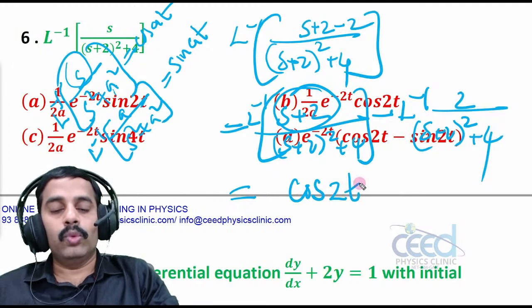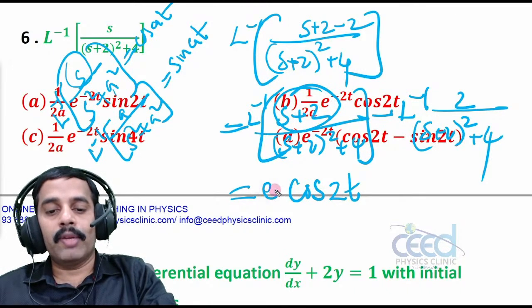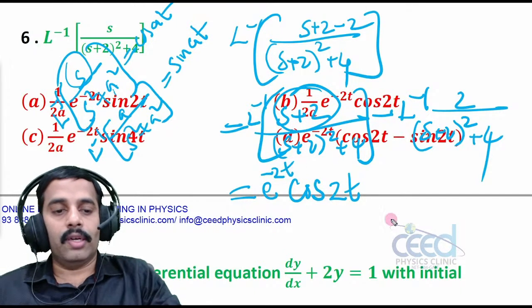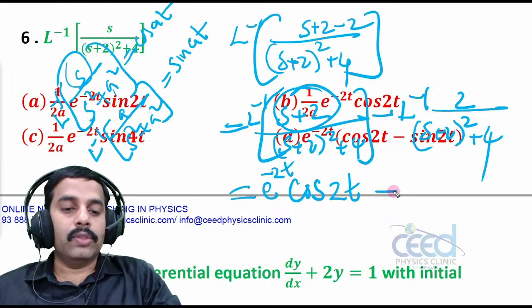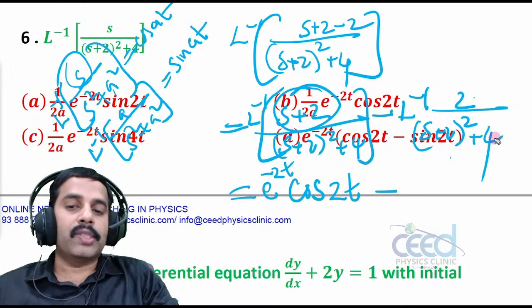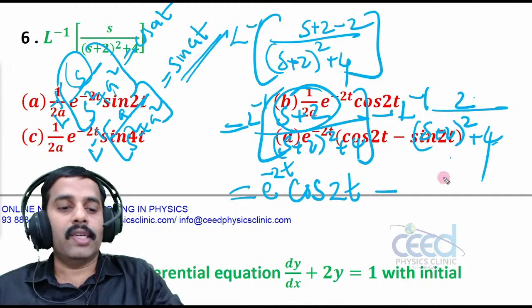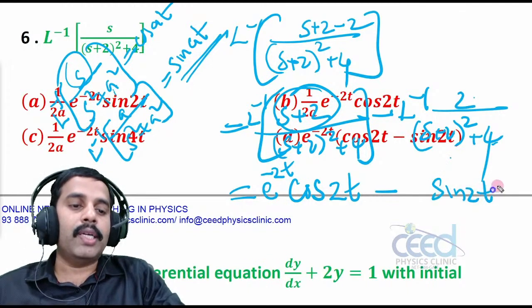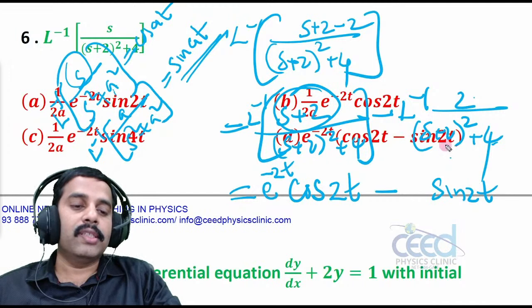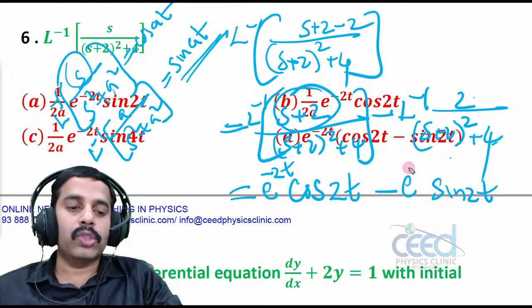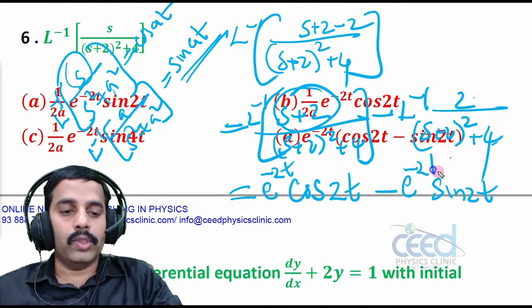But this s is added with a 2. So when s is added with some term, you have to multiply with e raised to negative of this. That is e raised to minus 2t. Alright. And here also a by s square plus a square format, so sin at is the result, that is sin 2t. But here s is added with 2, right? So you have to multiply with the exponential term with the negative of this added term, that is minus 2t.